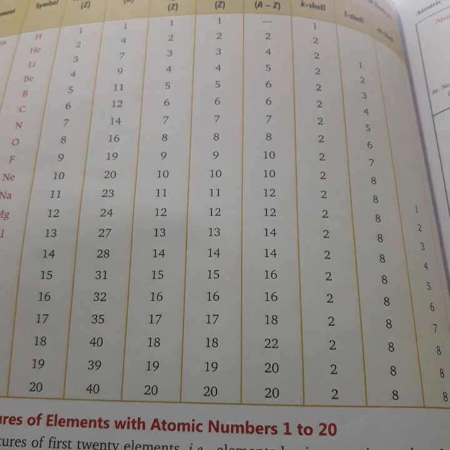Then neon. Neon's atomic number is 10. 2 electrons will be present in the first shell. 10 minus 2, 8 are left. 8 electrons will be present in the second shell. Now the second shell is complete. The second shell cannot have more than 8 electrons. So this type of electronic configuration is considered a stable electronic configuration, and they will have 0 valency.